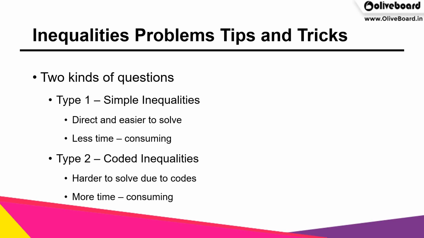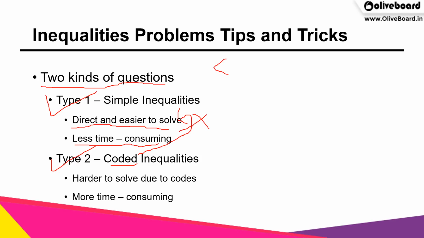So as we just discussed, there are two kinds of questions that you can expect from inequalities. The first is simple inequalities. The second is coded inequalities. Simple inequalities are direct and easier to solve because there are no codes, so you can solve them directly, and for the same reason they are less time consuming. They are not that difficult. You can solve them easily by just looking at the mathematical operators and getting the expressions correct.